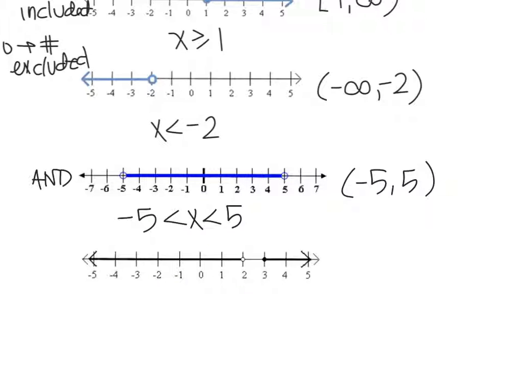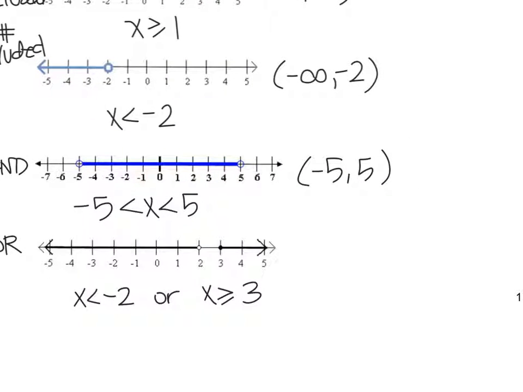In the last example here, two inequalities graphed on the same number line would be an example of an OR inequality. So my first one says that x is less than -2, or x is greater than or equal to 3. So when we write it as an interval, we start with the less than inequality first, so everything from -infinity to -2 with a parenthesis, and then union, and then we have a bracket 3 to infinity.